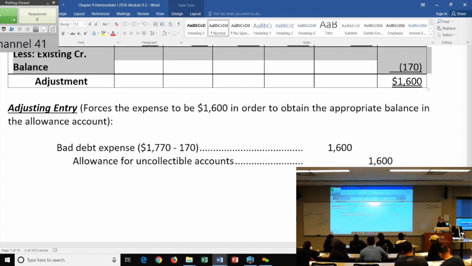Bad debt expense is forced, in a sense, or indirectly computed in order to get the allowance that you need. The allowance is the account you want properly valued. Yes? What's the allowance already given? That's given. Yeah, that's the balance. So this is what you're starting with. This is your existing balance in that account.